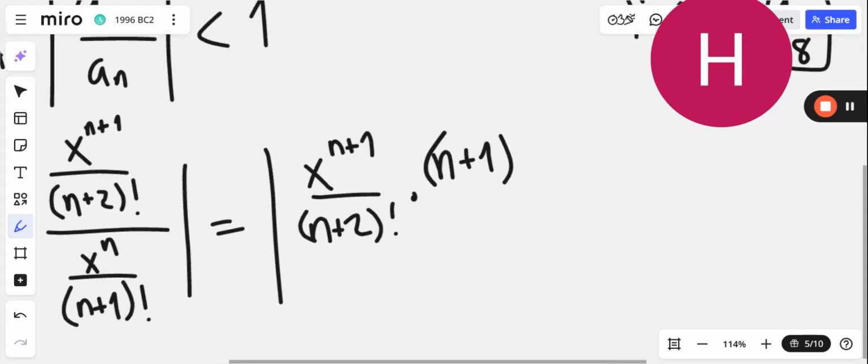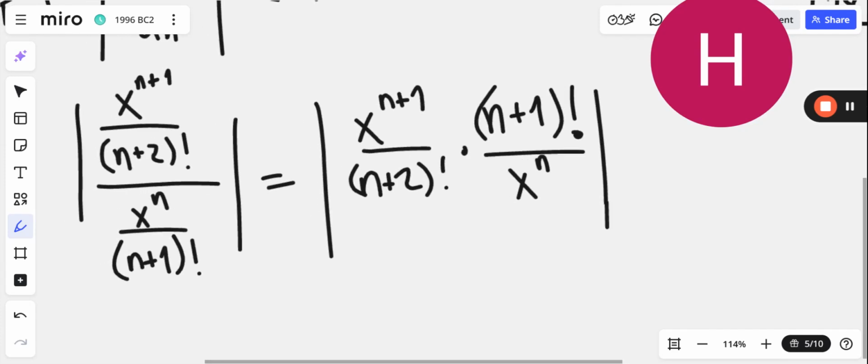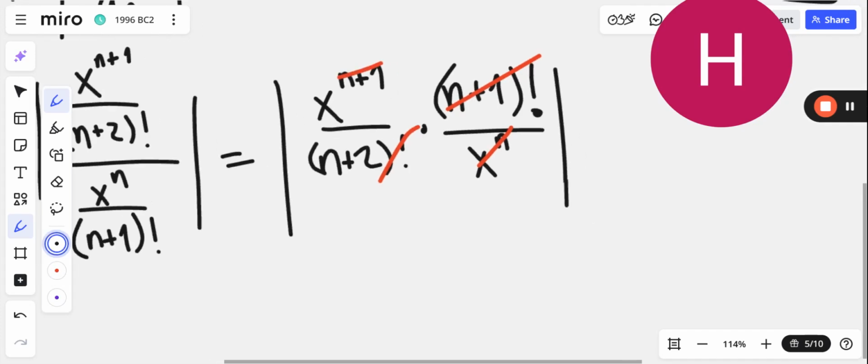And so much like when we looked at the 17th derivative, the n plus 1 factorial on top and the n plus 2 factorial on bottom are going to cancel out pretty nicely, and it's just going to leave us with n plus 2. Similarly, these x to the n terms are going to cancel. That's just going to leave us with x to the 1 power.